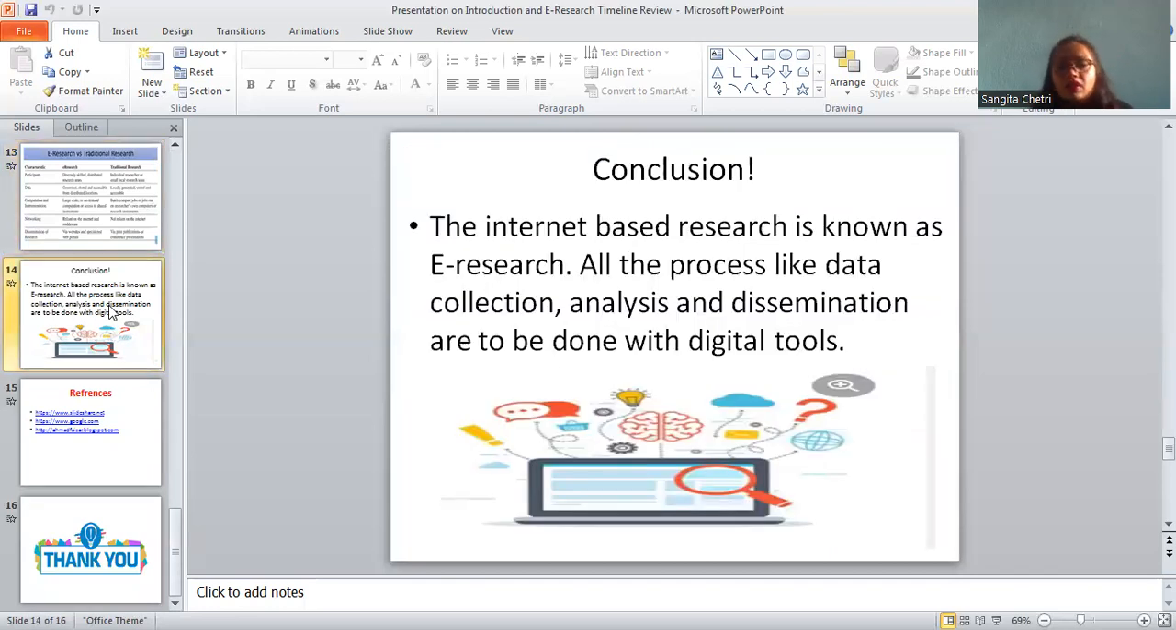So conclusion, what is e-research? We came to know that internet-based research is known as e-research. All the processes like data collection, analysis, and dissemination are done with digital tools. I guess we are very familiar with digital tools in our day-to-day life. I think without digital tools, it's like life without food. Digital tools are like our food in our daily life.